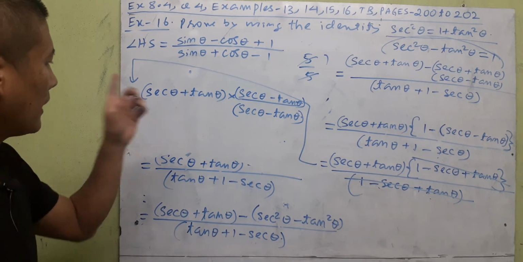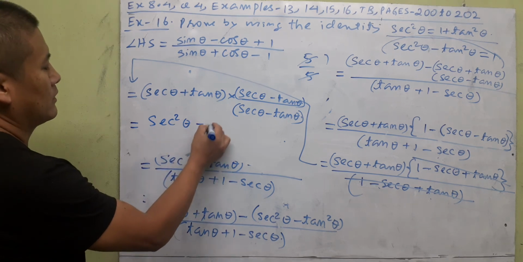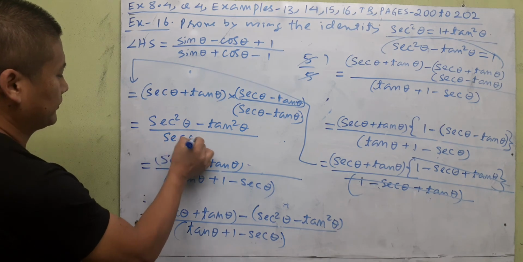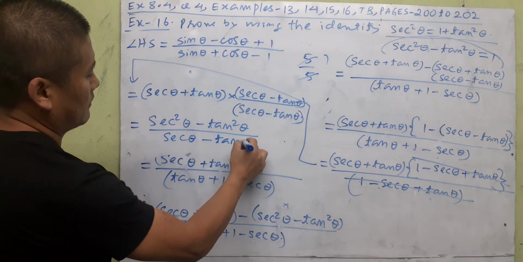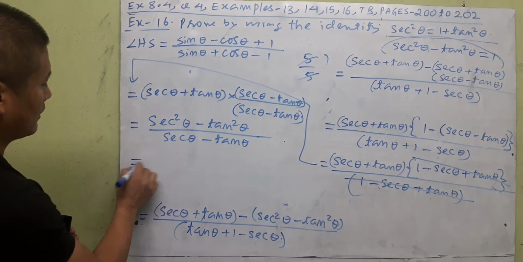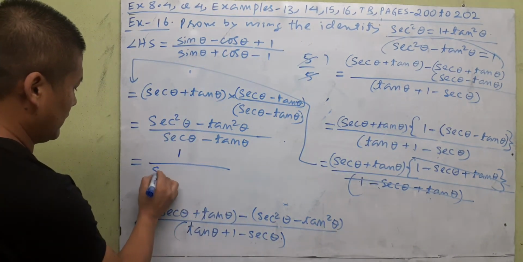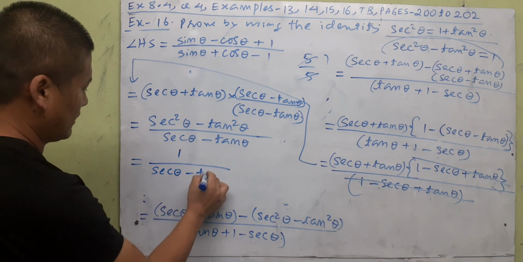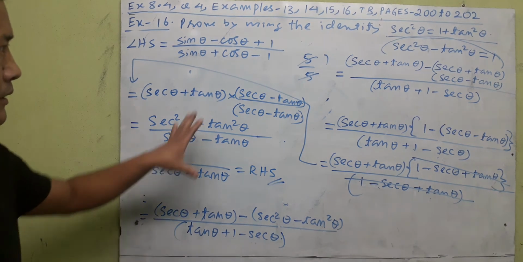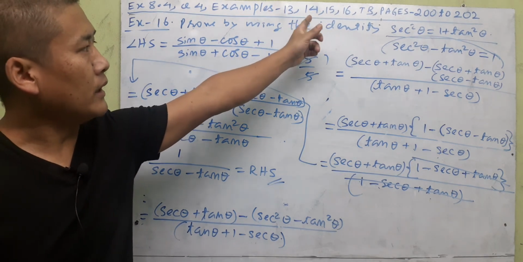So here now, a plus b into a minus b, we can get as a square minus b square, divided by this one here, sec theta minus tan theta. Okay. Then here, by formula we know sec square theta minus tan square theta equals 1. So we can just write 1. Down here is sec theta minus tan theta, which is exactly equal to the right hand side. So this concludes the last question for this exercise 8.4, including all the examples. Okay.